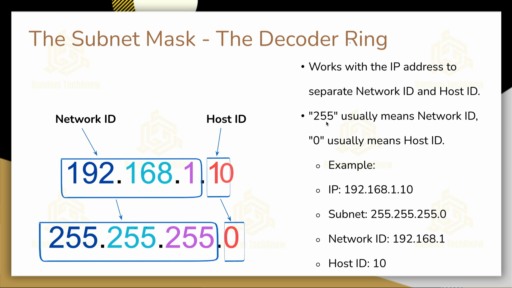Usually a 255 in the subnet mask means that the corresponding part of the IP address is part of the network ID, and a 0 means it's part of the host ID. For example here, the subnet mask 255.255.255.0 tells us that the first 3 octets of our IP address, 192.168.1, make up the network ID, and the last octet, 10, is the host ID.